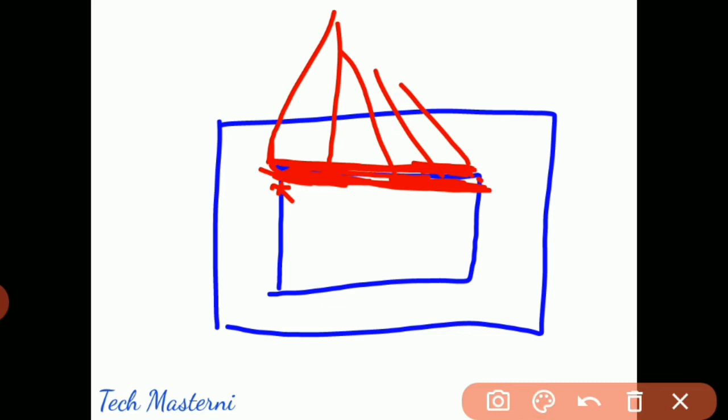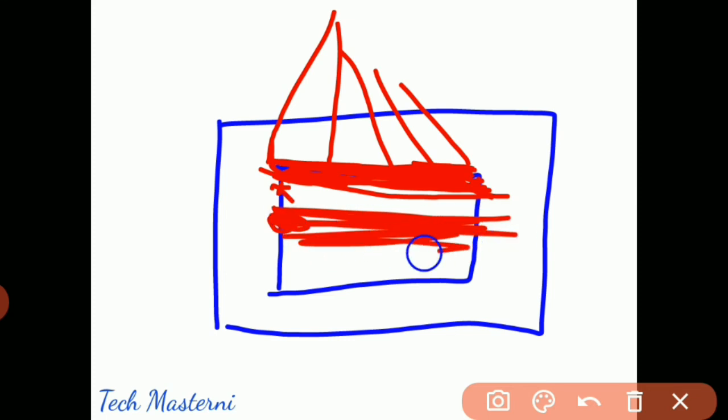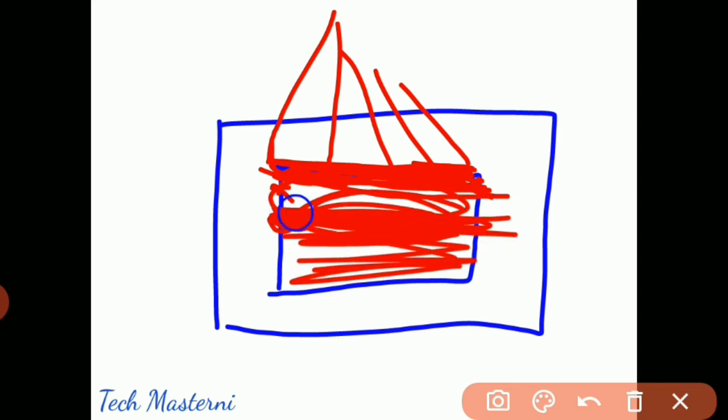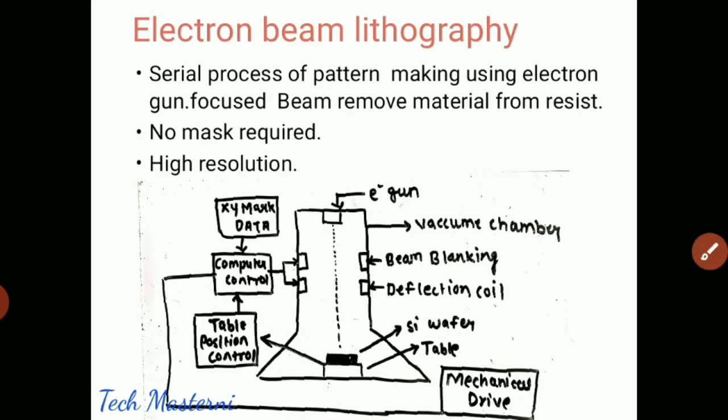So the beam blanking circuit will blank the beam, will remove the beam for the time where I want to remove this beam. So now let's suppose I want to reach this point. So I will remove my beam and I will place my beam here, and now I will again expose my photoresist. So in this way I have created my whole region. So I hope you have understood the point of electron beam. Now let us move to the next point.